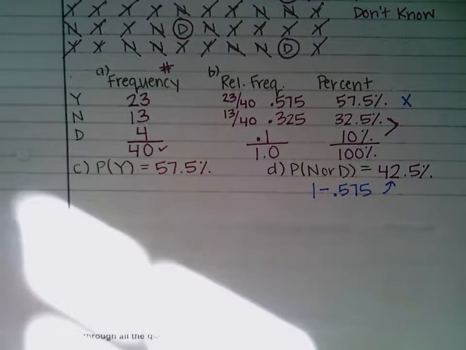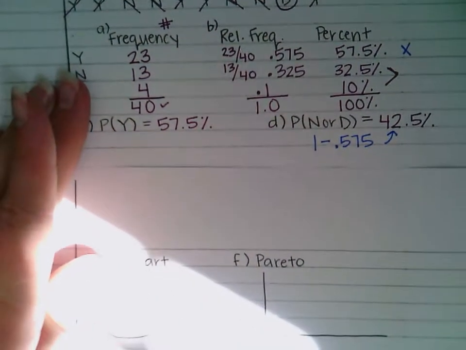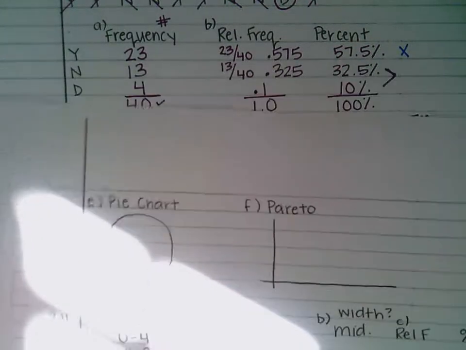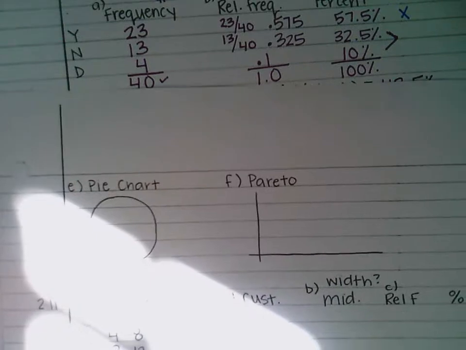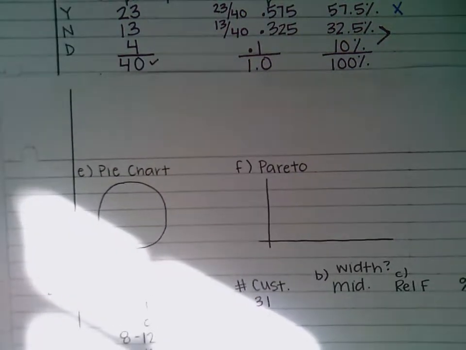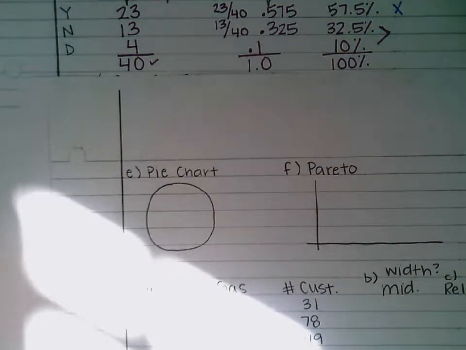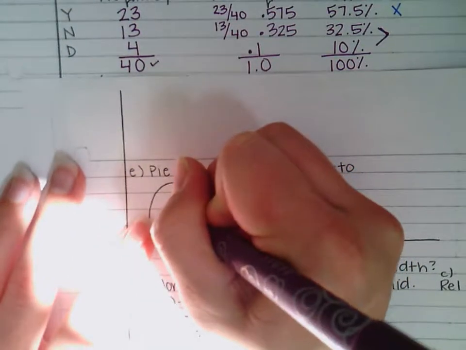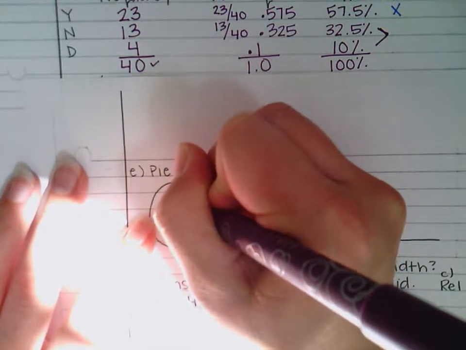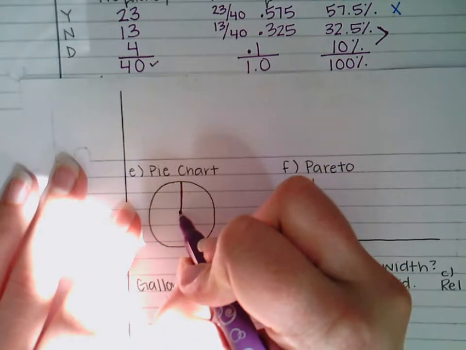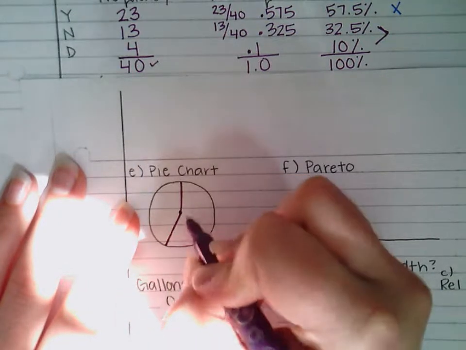All right, part E and F of this question want me to make a pie chart and then the Pareto chart. So on the pie chart, I'm not going to worry about converting these to degrees or anything like that. What I'm going to do is I'm just going to use my percentages here to help guide me. So I know that yeses here, or Y, that response is 57.5%. Well, that would be a little more than half. So if I were to draw this line right here, I wouldn't want to dash this all the way down because that would be 50%. I want just a little bit more than 50%.